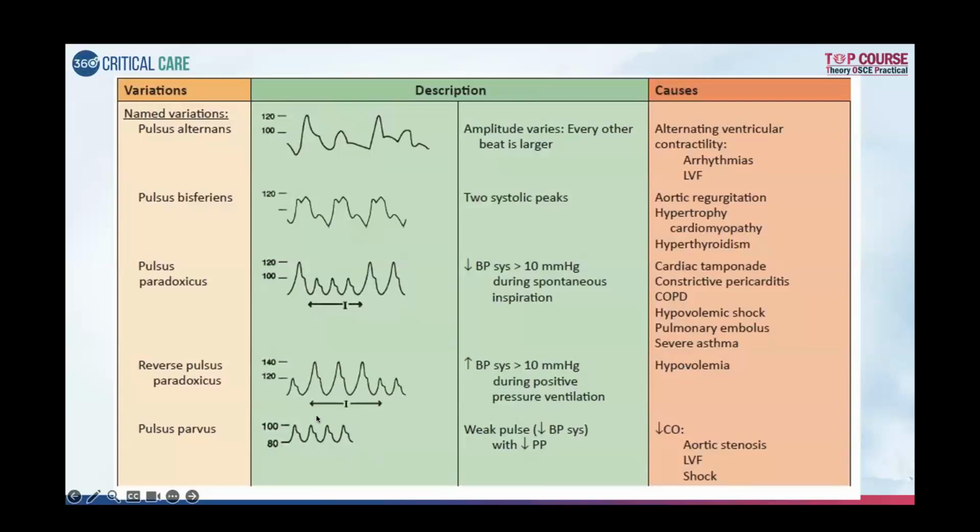Something called pulsus parvus, where the pulse pressure is reduced. As you can see, 100 by 80. So the pulse pressure is reduced, commonly seen in aortic stenosis or left ventricular failure, also in shock, but most commonly in aortic stenosis you will have a low pulse pressure, pulsus parvus. So you need to know at least pulsus paradoxus and what you mean by pulsus alternans. These are the 2 things they may be asking in the exam with some waveform showing pictures.